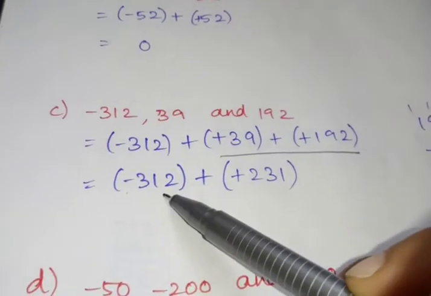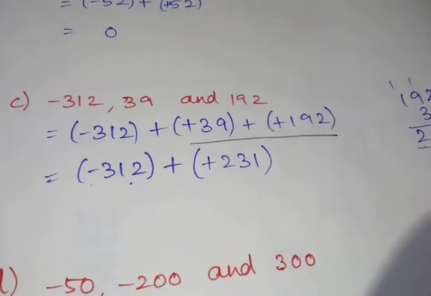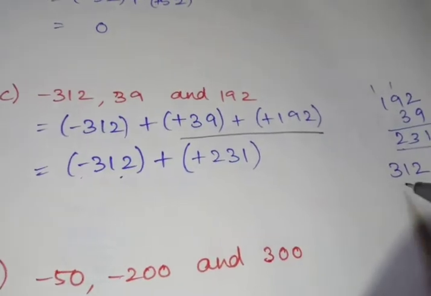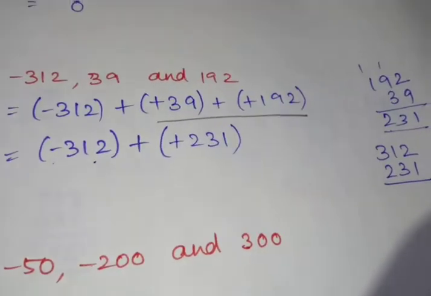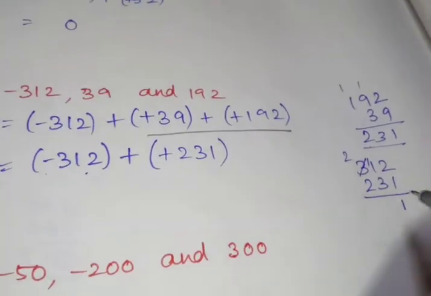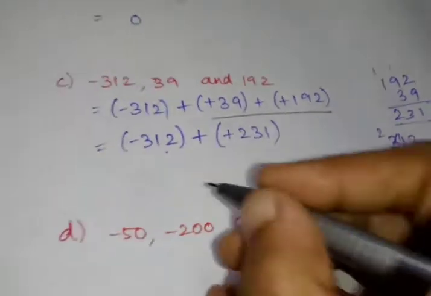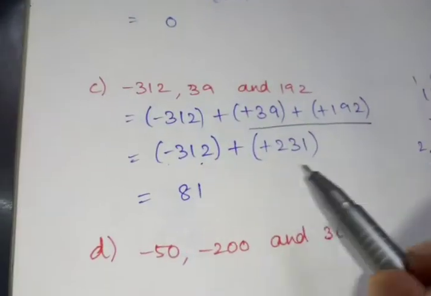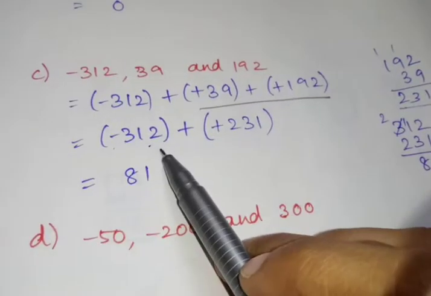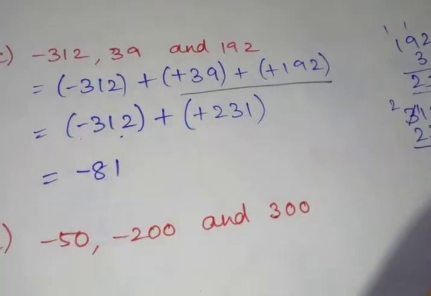Now, minus 312 and plus 231. Both have different signs. So what will you do? You will subtract it. 312 and 231, I am going to subtract it. The answer is 81. So which is the greater number, 312 or 231? 312. So what is the sign of 312? Minus. So minus 81. So the answer is what?